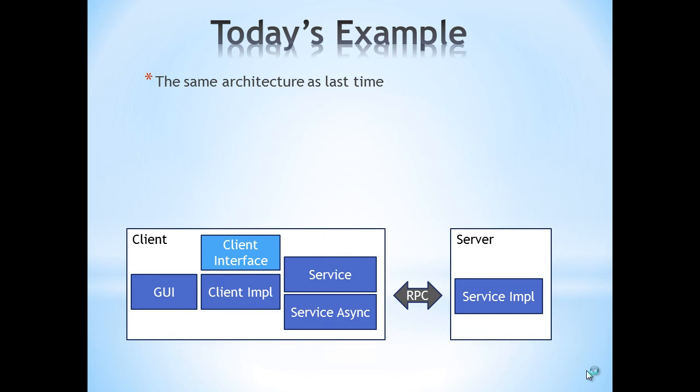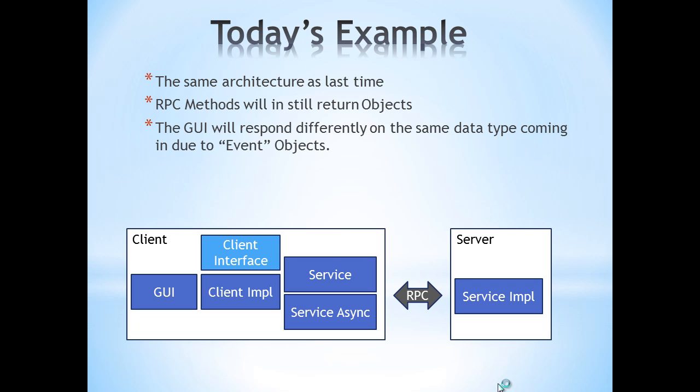Other than that, I'm going to be using the same architecture as last time. So I'm going to have my GUI, which is going to use a client implementation class, which is defined in the client interface, which makes RPC calls through the servers and servers async interfaces to the server side. So the RPC methods in this case will still return objects based on whatever data is coming back, or more or less the data coming back in a certain event object. The GUI will respond differently.